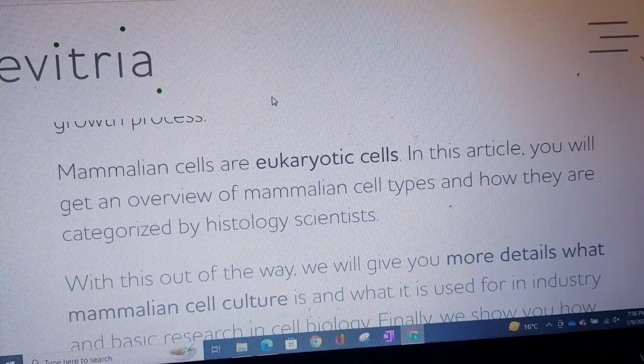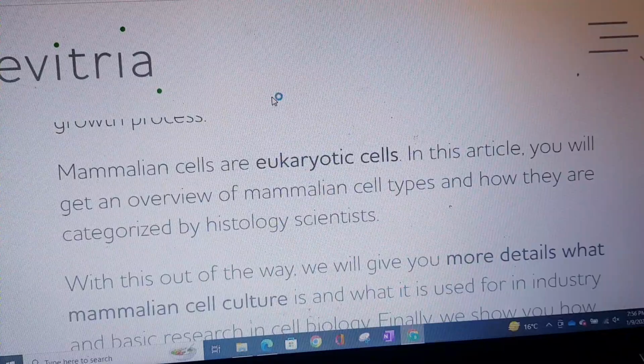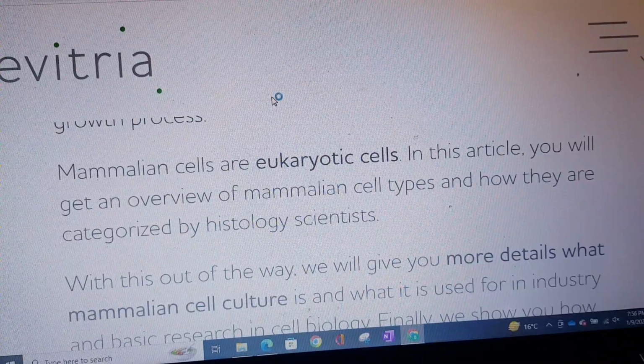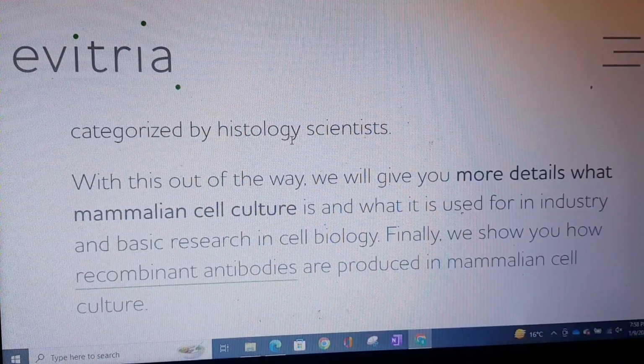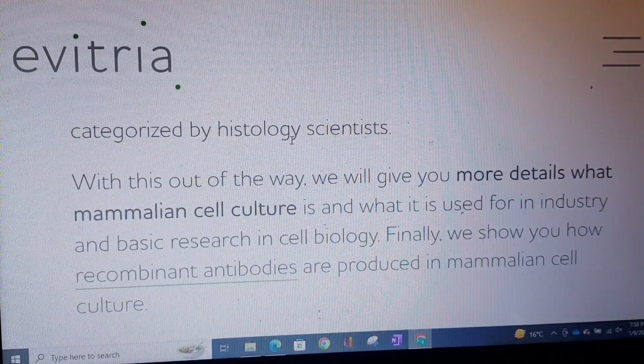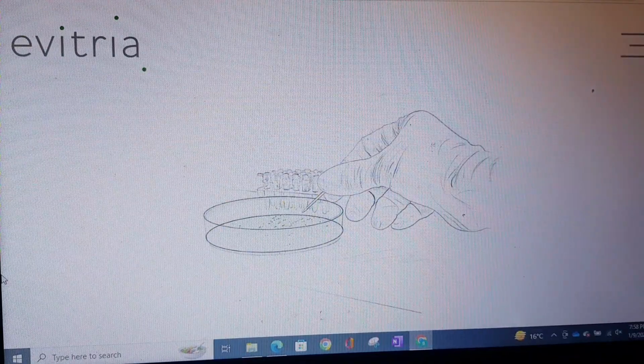Mammalian cells are eukaryotic cells. In this article, you will get an overview of mammalian cell types and how they are categorized by histology scientists. Mammalian cell cultures have been used for the production of recombinant antibodies in the mammalian cells. A sterile environment is needed for their culturing.